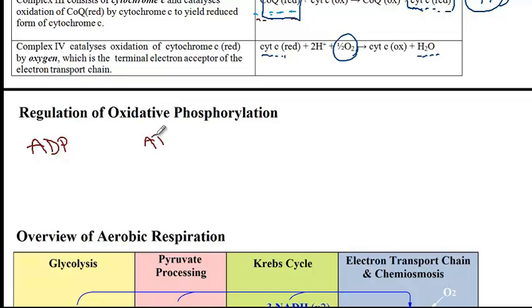Likewise, if the ATP to ADP phosphate ratio is too low, then we know that we don't have enough ATP, or there is too much ADP going on.